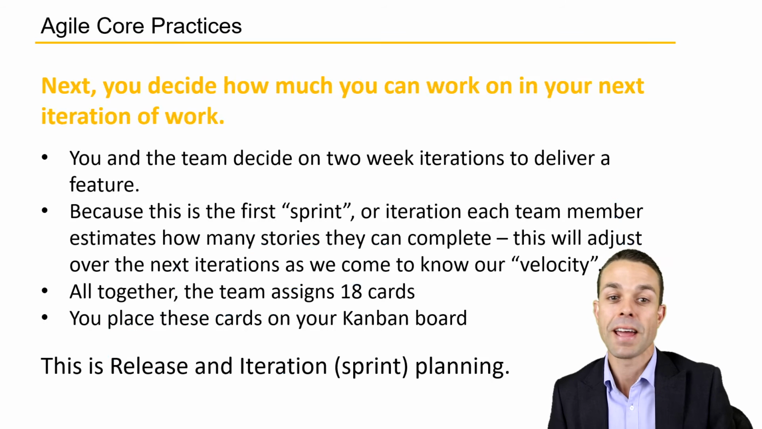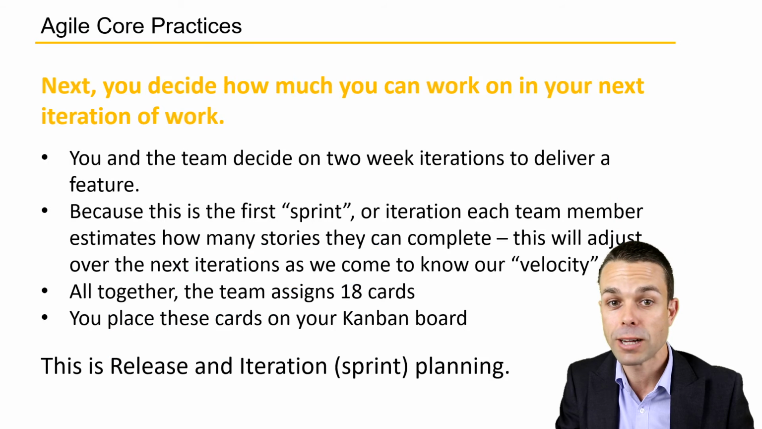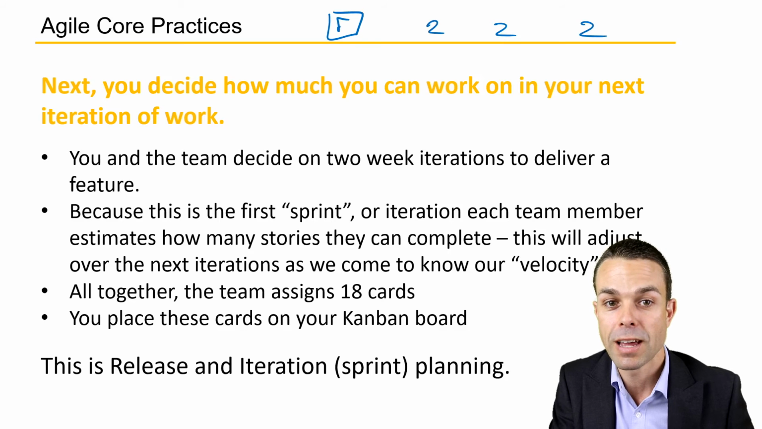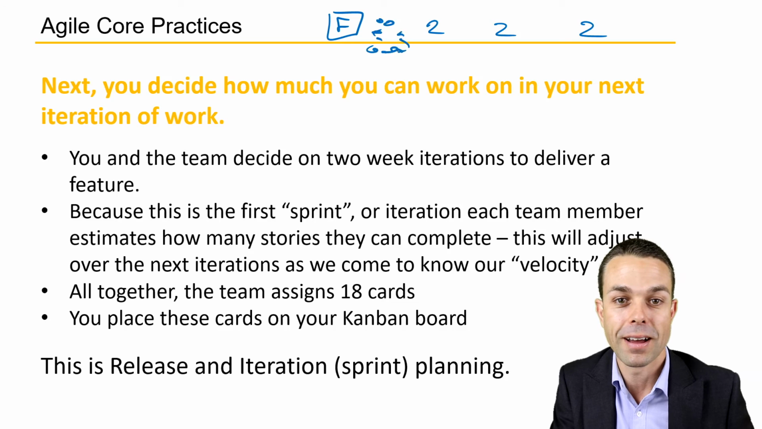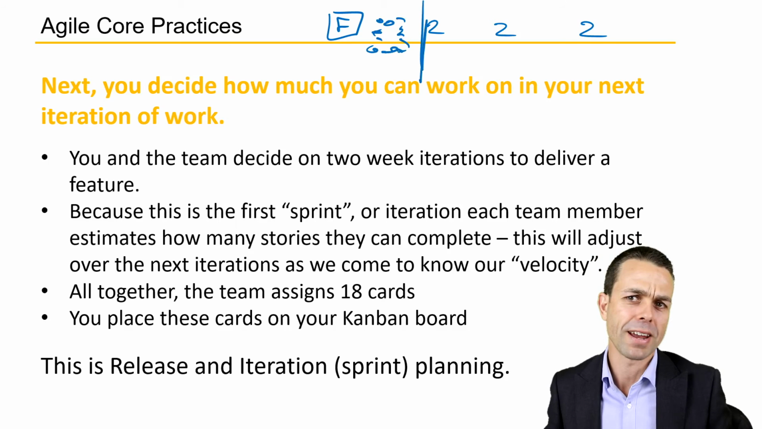Now, we need to decide how much work we can take on in the next iteration of work. So let's say we're working in iterations. We've got 2-week iterations, 2-week iterations, 2-week iterations. We're doing our rolling wave planning where we've got our feature. We've broken it down into smaller tasks now, and that's just before our 2-week iteration. Now we need to decide how much work we can do.